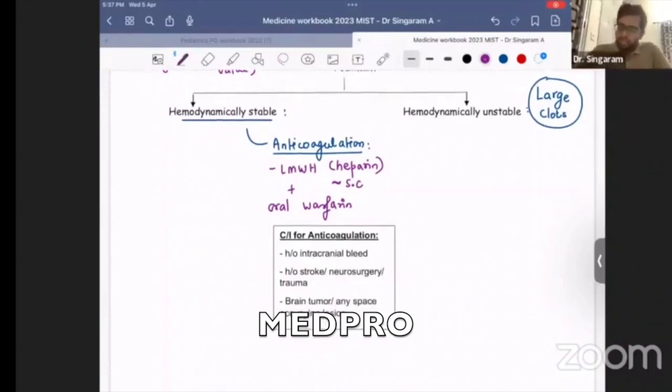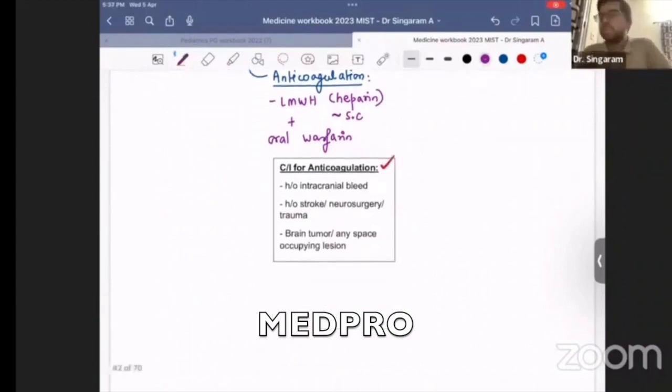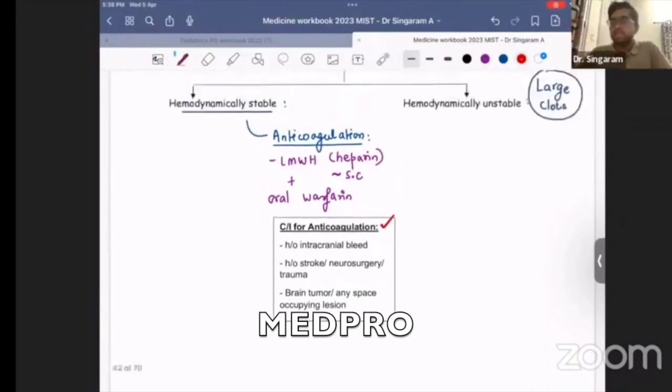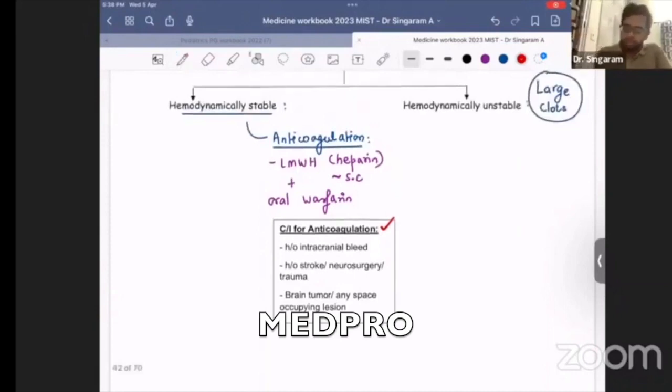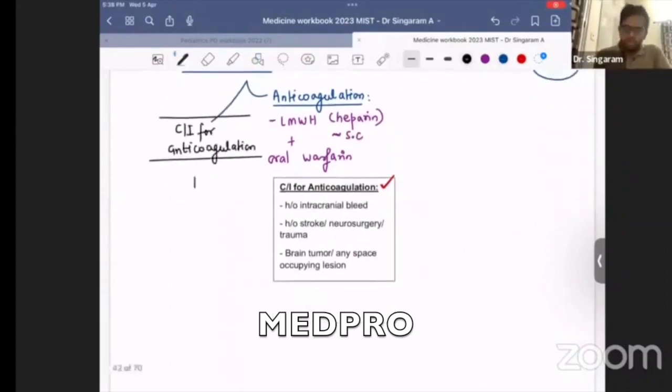But some of the patients you may not take up for anticoagulation. For example, there are some groups of patients who have contraindication for anticoagulation, like a patient who recently underwent neurosurgery, or a patient who's having an intracranial bleed. If you use anticoagulation, what will happen? The bleed will further increase. All these patients, you cannot use anticoagulation. So now tell me, if I have a situation where it's again a hemodynamically stable patient, but that patient has contraindications for anticoagulation, what do you think I can use now? I cannot use any more anticoagulant because it's already contraindicated. What else can I use?